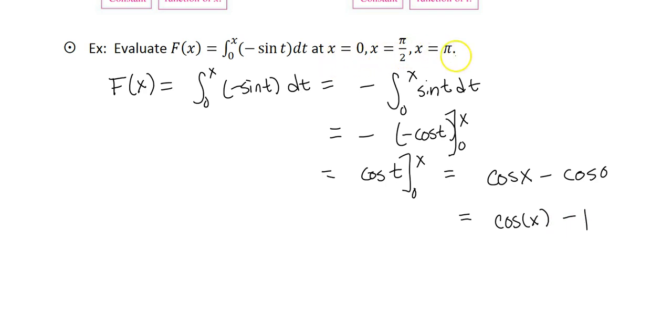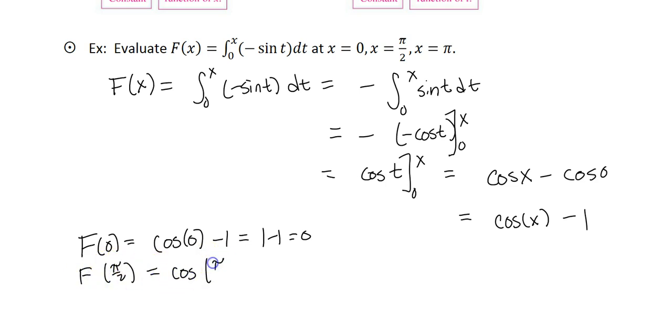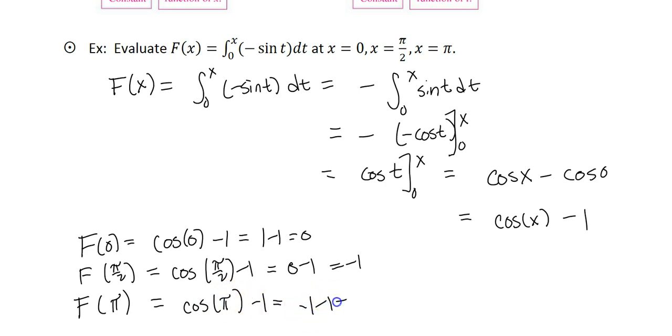So if I want to evaluate this at three different values of x, F of 0 would be cosine of 0 minus 1, which is 1 minus 1, or 0. F of pi over 2 would be cosine of pi over 2 minus 1, which is 0 minus 1, or negative 1. F of pi would be cosine of pi minus 1, which is negative 1 minus 1, or negative 2. Okay, so basically this has given us a way to calculate this integral from 0 to any number x.